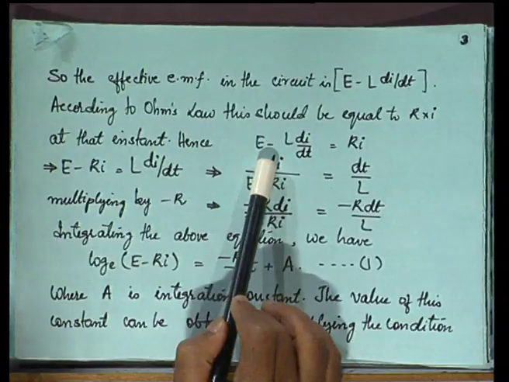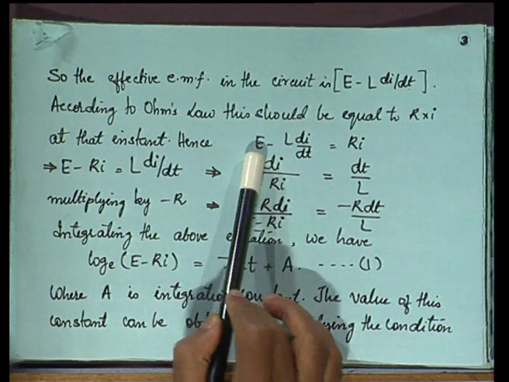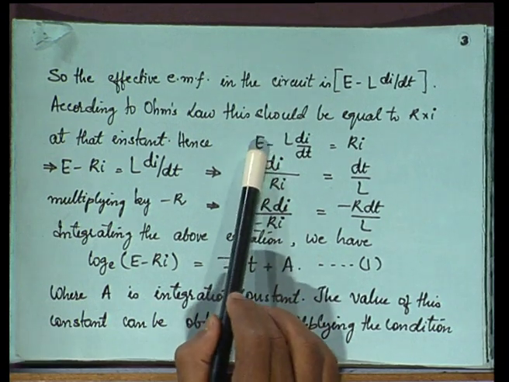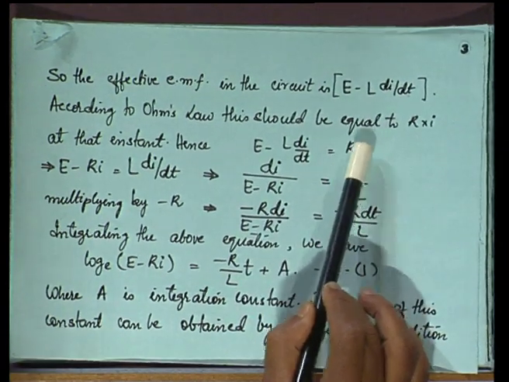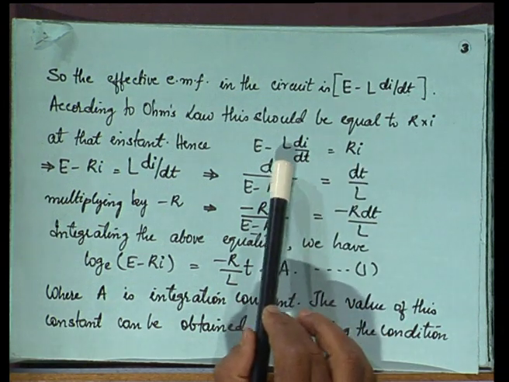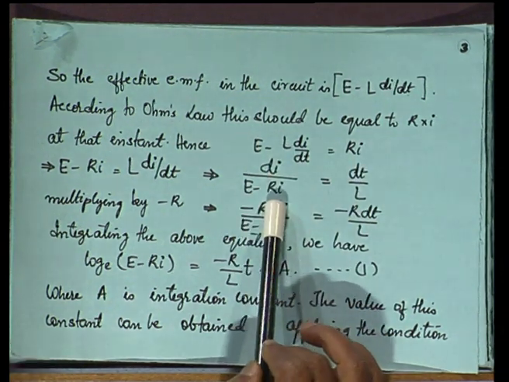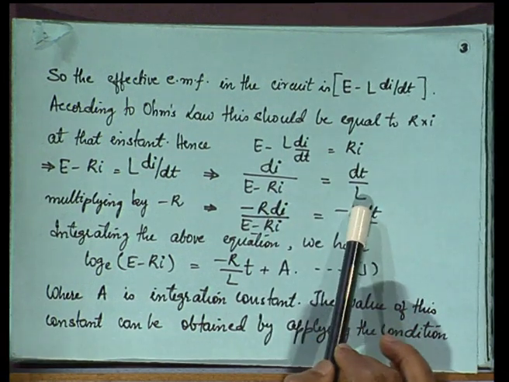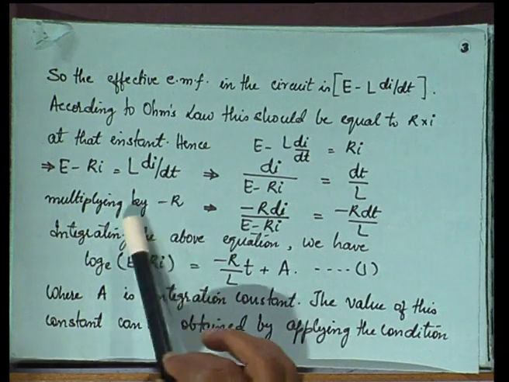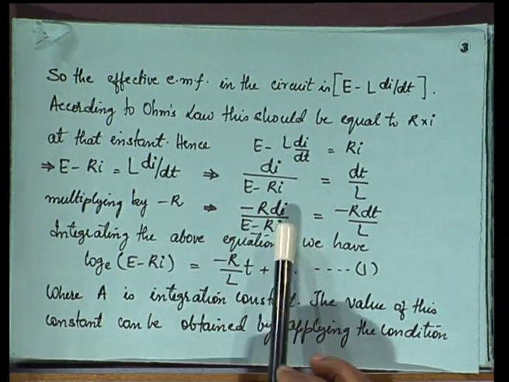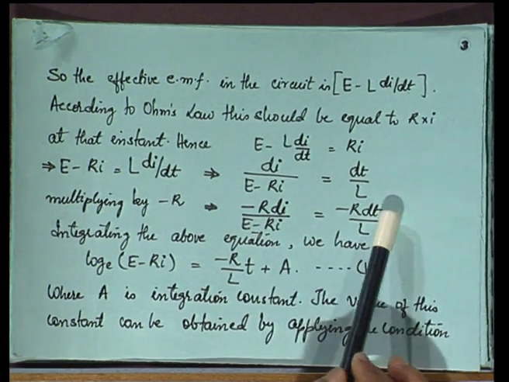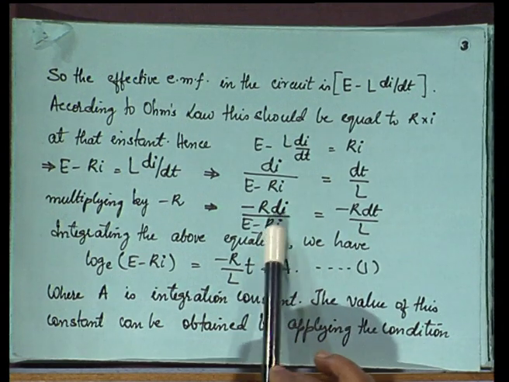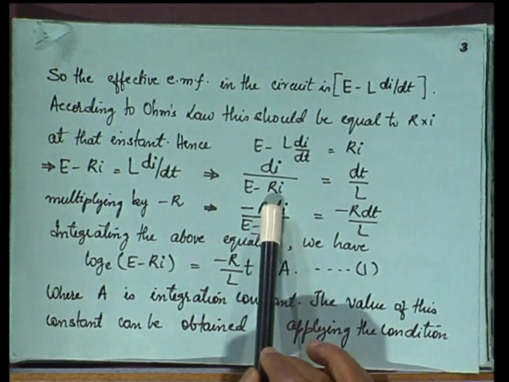So at any instant of time, the voltage dropped across the resistance is given by the EMF of the cell, that is E minus L di by dt, equal to Ri. If you rearrange this equation, di divided by (E minus Ri) is equal to dt divided by L. Multiplying both sides by R, we get R di by (E minus Ri) equal to R dt by L, where the numerator is the differential coefficient of the denominator.